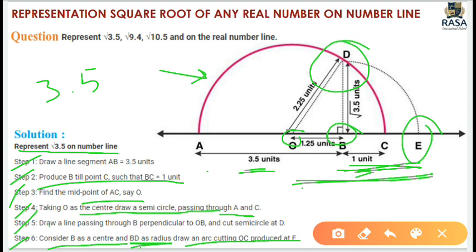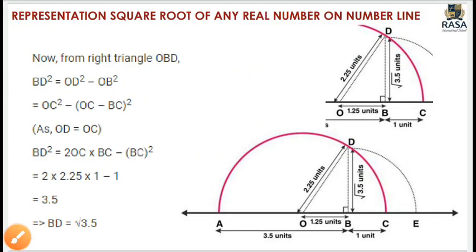Then you will take B as center and BD as radius, and you will cut the arc on line segment OC at point E. Then your BE is also root 3.5. Now we will see how this BD is equal to root 3.5. So we will see in our next slide.